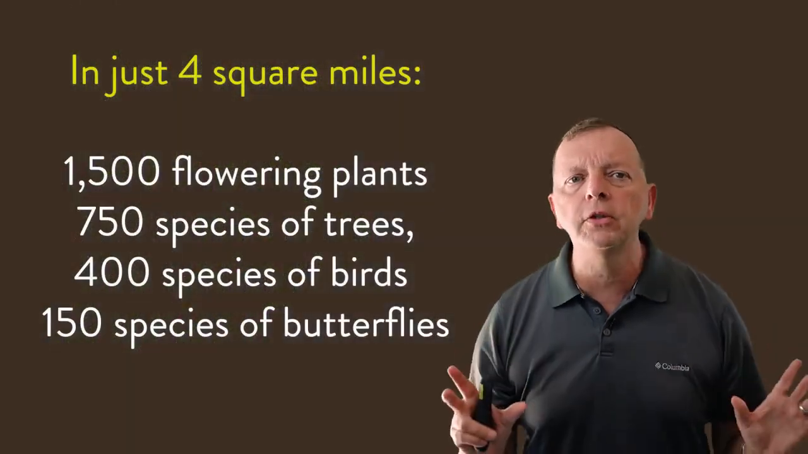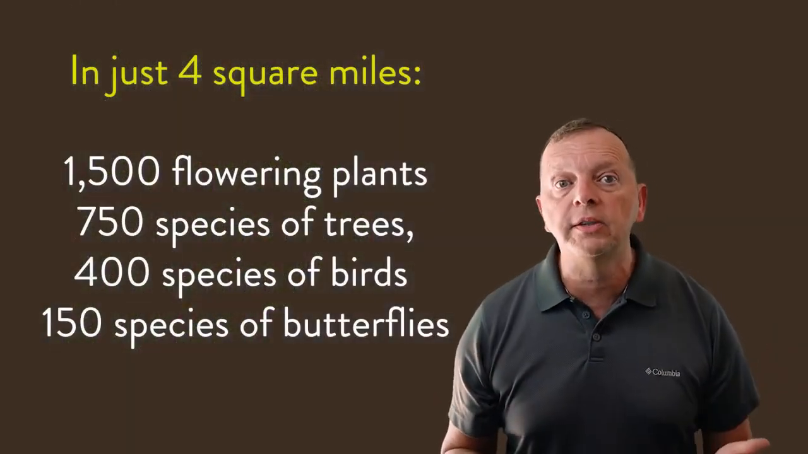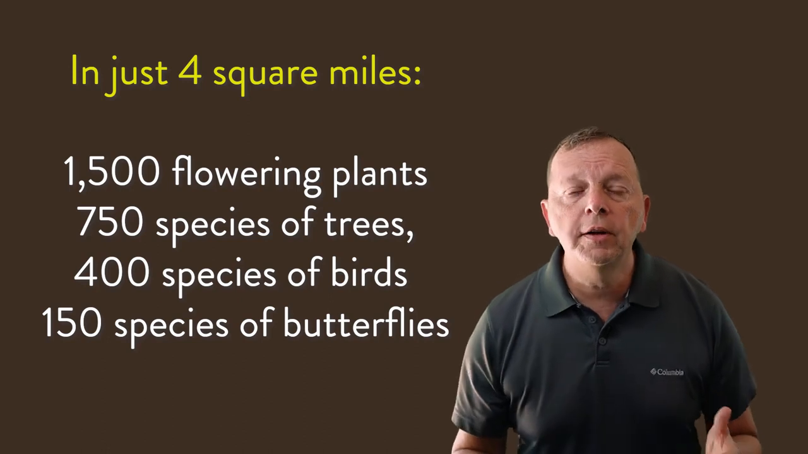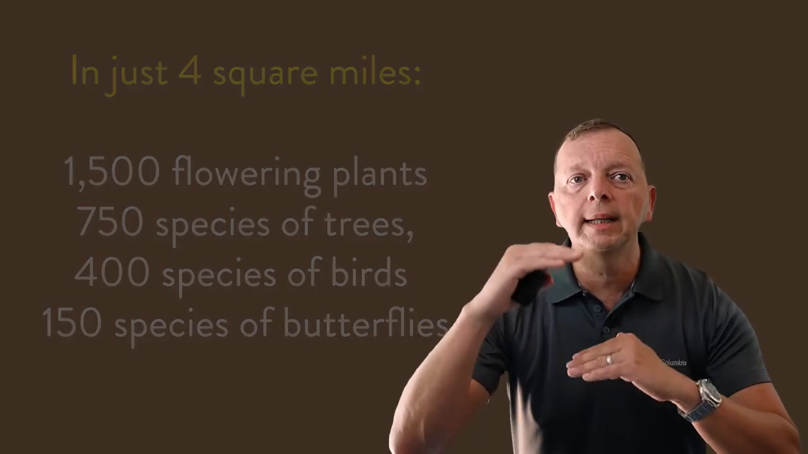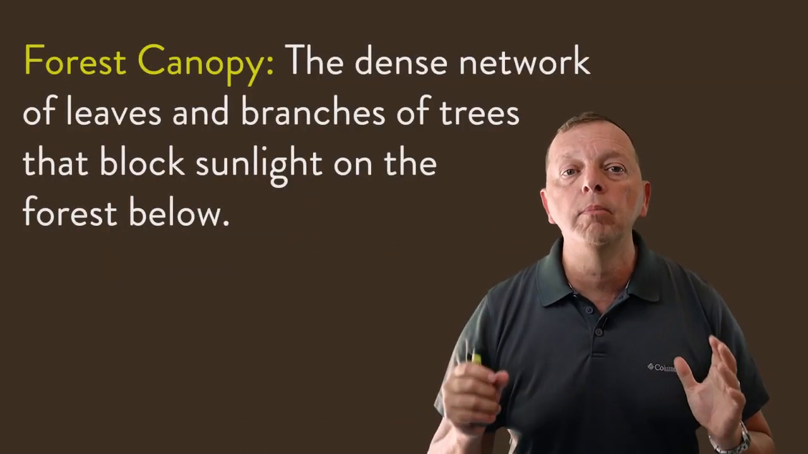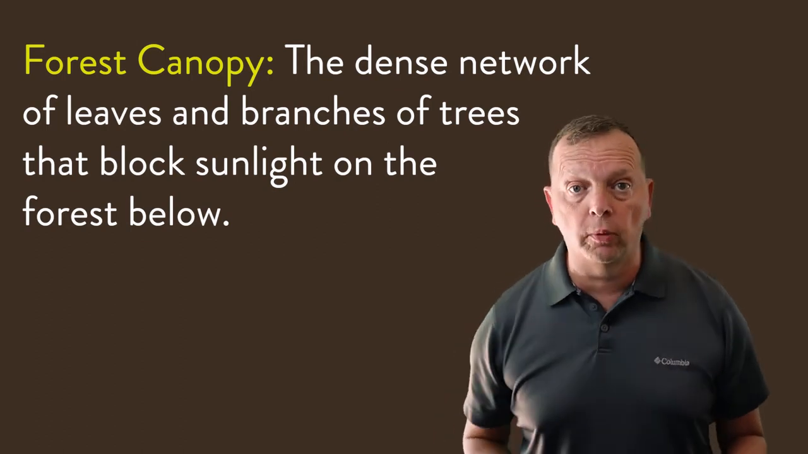Now, tropical rainforests are nearly exclusively made up of these evergreen broadleaf forests that support the world's most diverse ecosystem. In fact, in a tropical rainforest, in just 4 square miles, you can find literally thousands of different species of plants, birds, insects, and other animals. Now, these different species of trees will create different layers of canopies that will block most of the sunlight from actually getting to the ground.